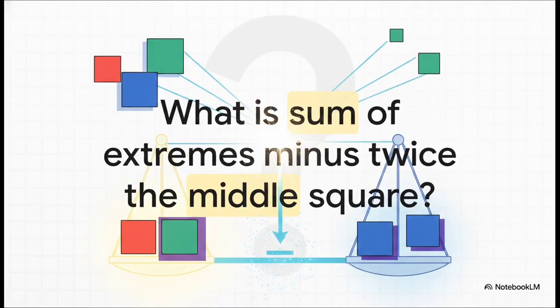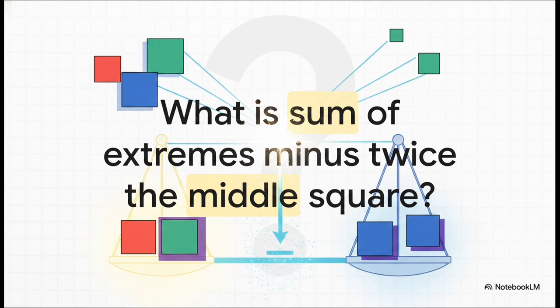So, let's kick things off with a pretty wild math puzzle. Think of 3 consecutive square numbers. Let's just use 1, 4, and 9 for now. Now, I want you to follow this specific rule. Add the smallest and largest squares together. So that's 1 plus 9. Then, subtract exactly twice the middle square from that sum.